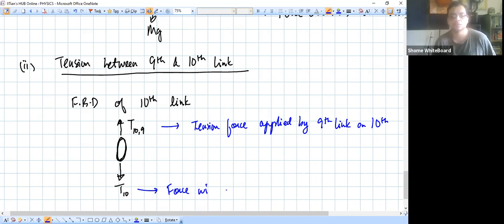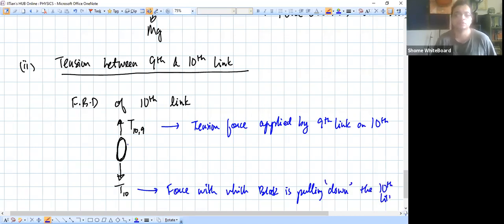And this is the tension force with which the block is pulling down the 10th link. And of course don't forget that the link has its own weight. So it has, let's say, a mass of m naught, where m naught is 1 kg.